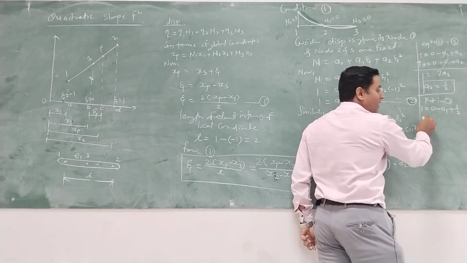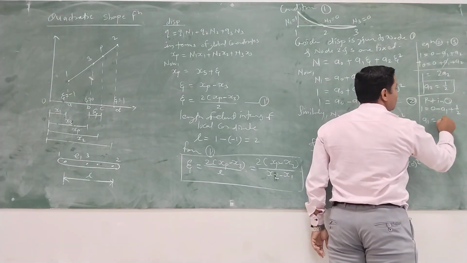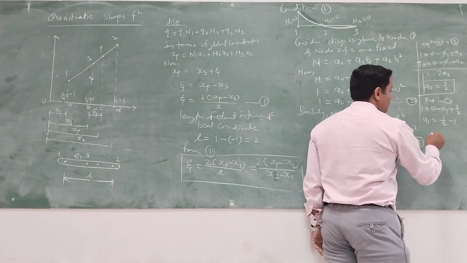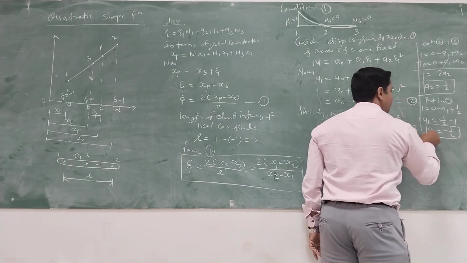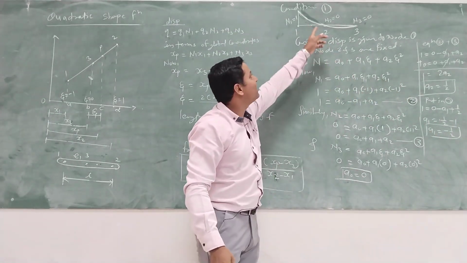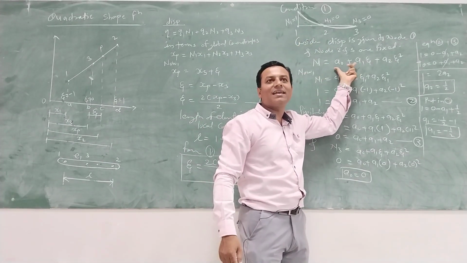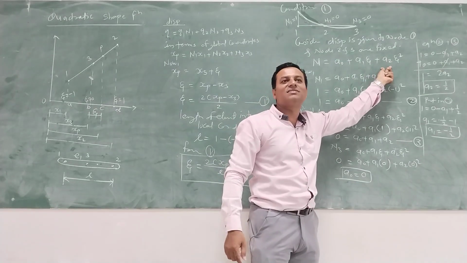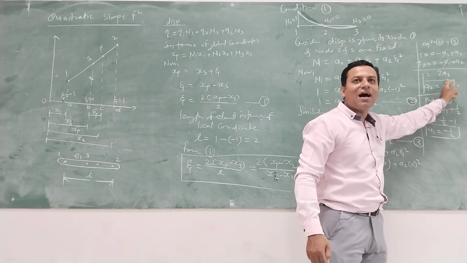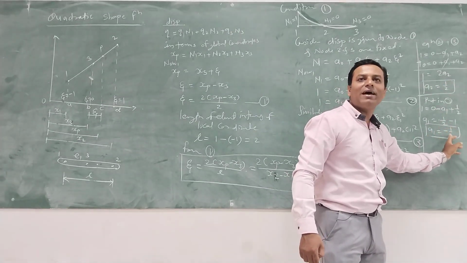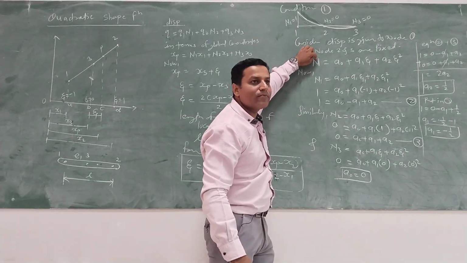Transfer a1 here, so it will become plus, and transfer 1 on that side, it will become minus. So 1 half minus 1. So a1 will be equal to minus half. So for this first condition, whatever the equation we have taken, in that a0, a1, a2 are the constants, and the value of a0 is 0, a2 is half, and a1 is minus half. Put all the values in this equation.